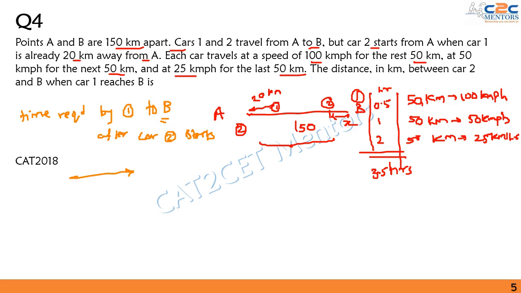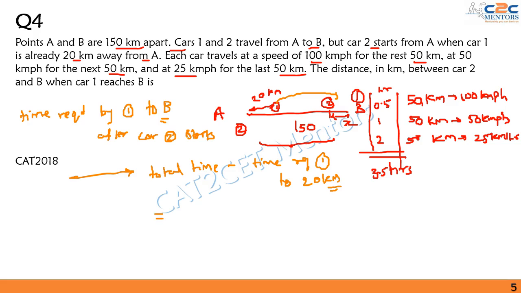is going to be equal to total time minus the time required by car 1 to travel initial 20 kilometers. Because this equation is quite logical. The net time required by car 1 to reach point B after car 2 starts is equal to the total time required by car 1 minus the time required to travel initial 20 kilometers.